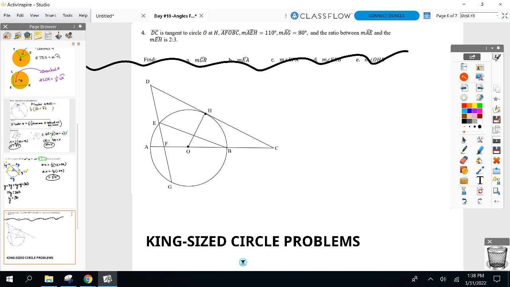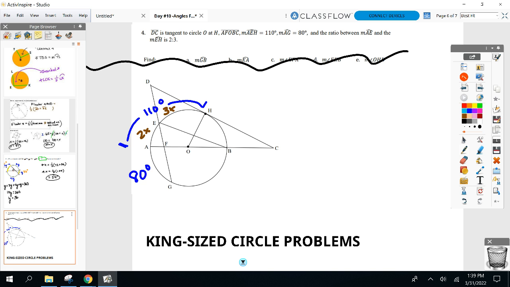Arc AEH, follow the letters, A to E to H, is 110. Arc AG is 80. Another ratio one, huh? AE to EH is 2 to 3. What are you going to put on AE? We can put 2x, because I don't have anything else that's x in here. And EH, 3x.